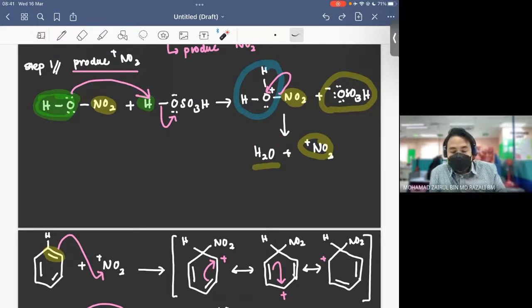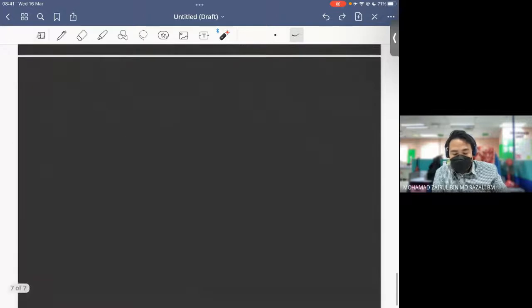Okay, nitration, ada apa-apa soalan tak untuk nitration? Okay, tak ada. Okay, now we proceed to acylation. Okay, kita tengok acylation. Dia sama je tau. Dia sama je. Memang nampak banyak tapi sama je. Dia yang berbeza dia step pertama tu je. Itu je yang berbeza. Okay, kita tengok Friedel-Crafts acylation.